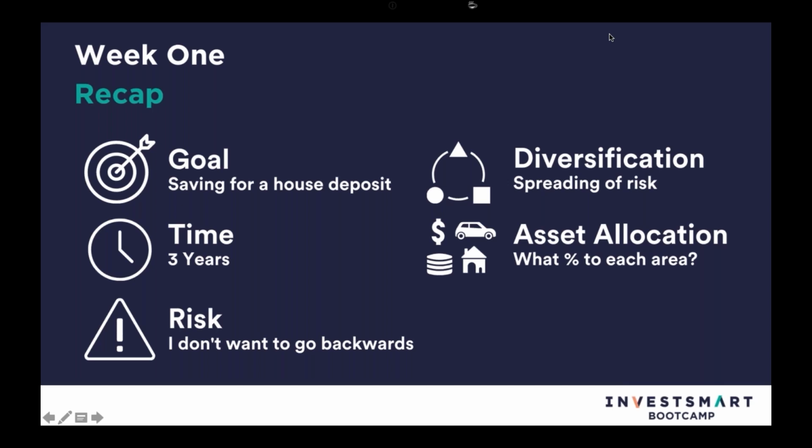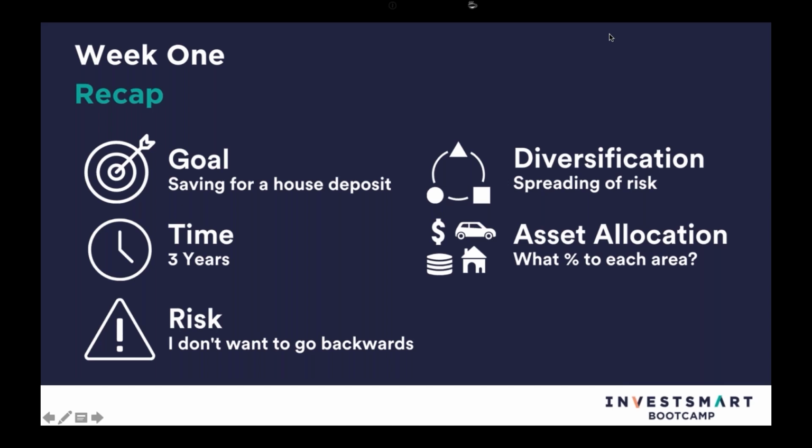But how do we actually go about this? Well, we look at diversification, which is spreading of risk. Basically, we're looking to spread our hard-earned cash, our investment, across different types of assets. Asset allocation talks about what kind of percentages go to each area. For me, I'm probably going to be falling into a conservative category of investment.